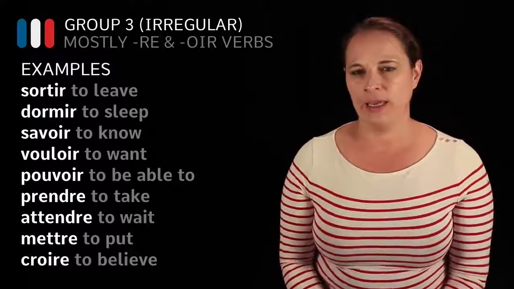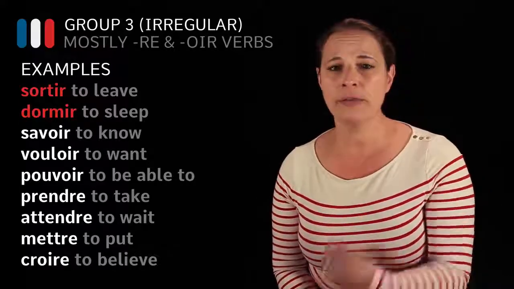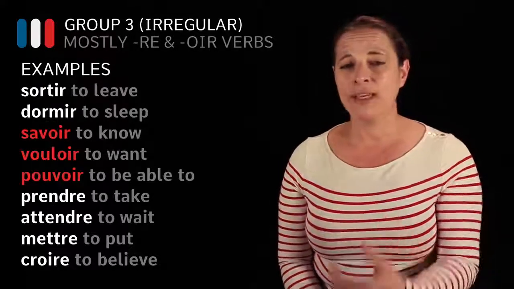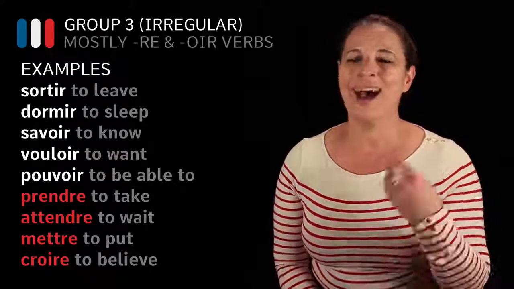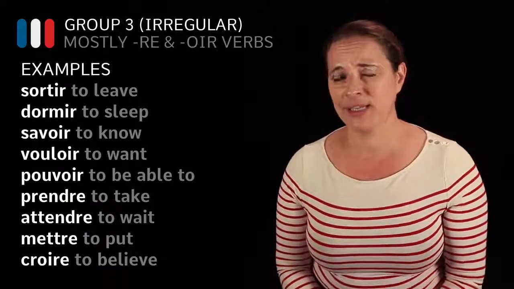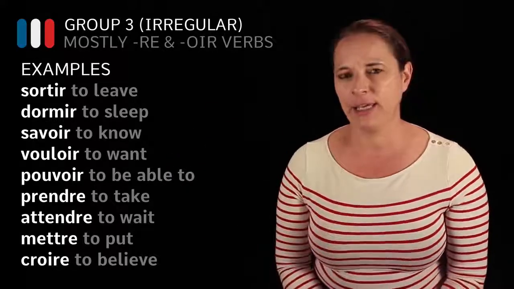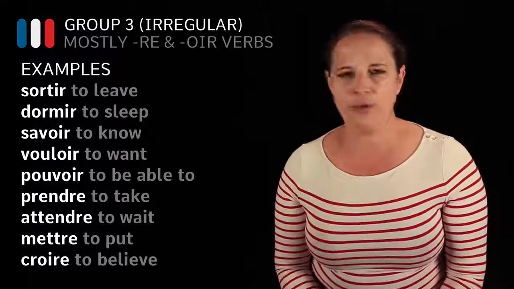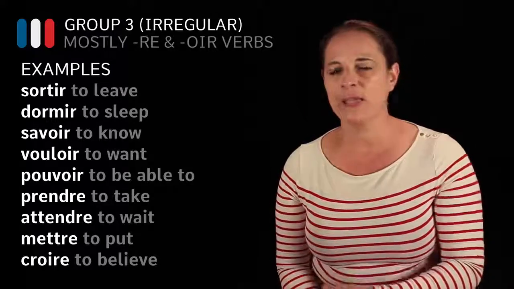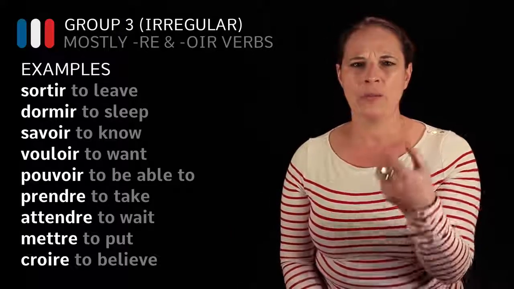So we've got verbs ending in IR, such as sortir, dormir. Verbs ending in OIR, such as savoir, vouloir, pouvoir. And verbs ending in RE, such as prendre, attendre, mettre, croire. Now what you've got to understand here is that the third group verbs, and the reason why we put them all into the same category, are conjugated in a different fashion. The endings of the imperfect are the same, the endings of the future and the conditional will be the same, but the stem will be different.